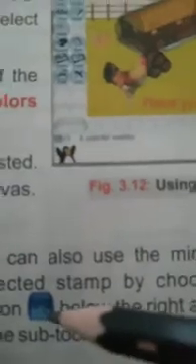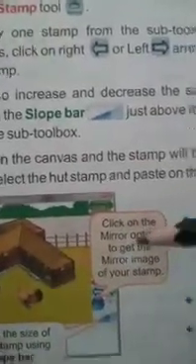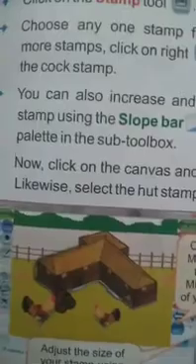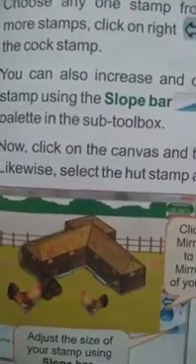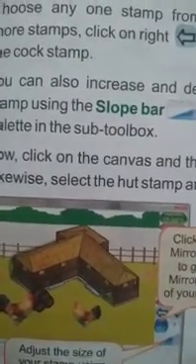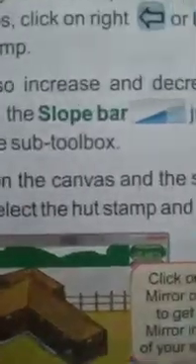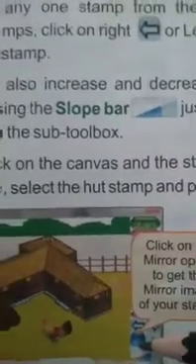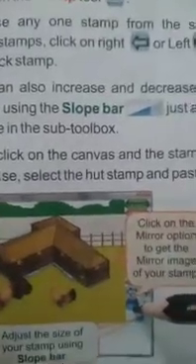This is the mirror option. Click on the mirror option to get the mirror image of your stamp. It is below the right and left arrows in the subtool box. Click on the mirror button.